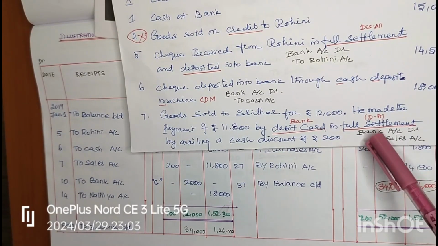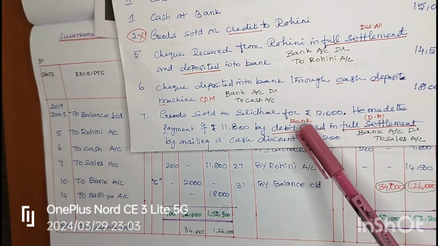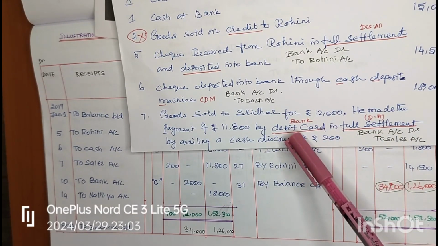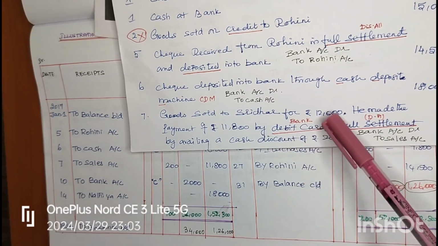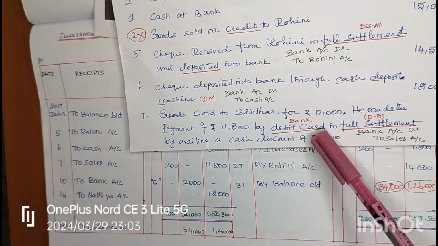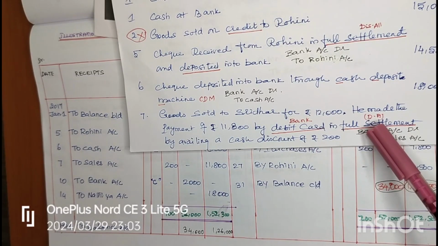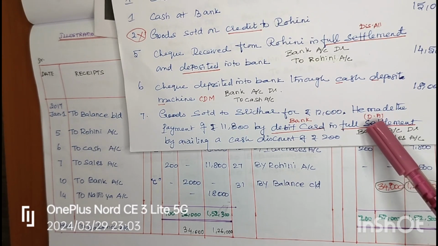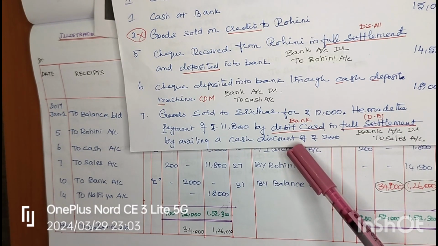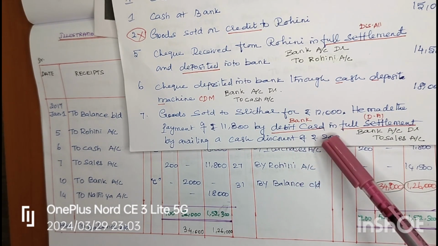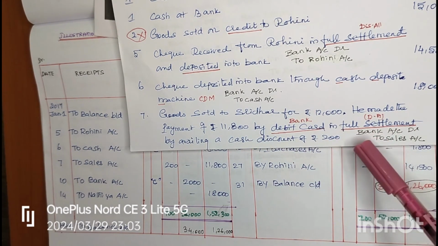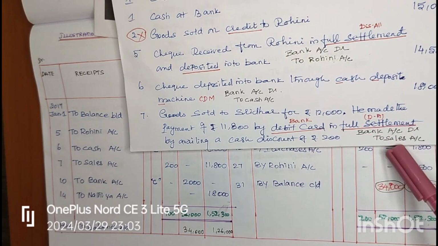Okay, listen here carefully. How did Sridhar make the purchase? Sridhar made payment. How did Sridhar make payment? Through debit card. He made full settlement payment. So Sridhar paid you fully only. You allowed him a discount. Okay, how much? 200 rupees. So listen here, what is the journal entry? Bank account debtor to sales account.